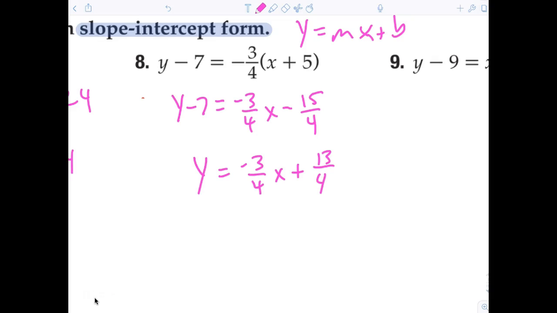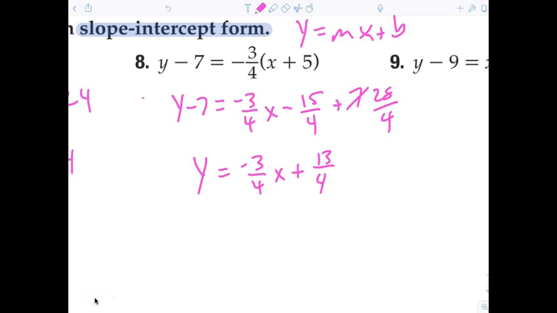Remember, if you're not seeing the fractions, you got to practice. And let me help you. I'm sorry, how did you get the last part? The 13 fourths? Because I added 7 to both sides. Do you agree? And 7 is the same as 28 fourths. And 28 minus 15 is 13. Right? I get that now.